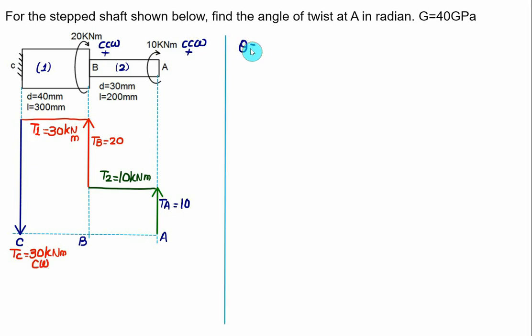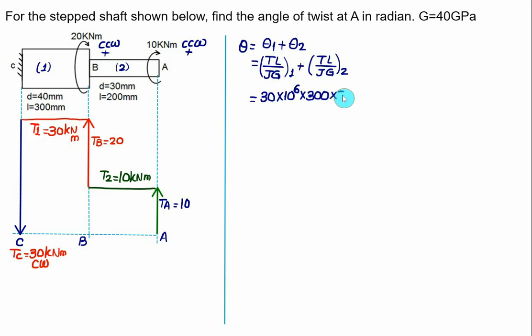The total value of theta will be equal to theta 1 plus theta 2. Out of that, theta 1 is nothing but TL by JG for shaft 1, plus we have TL by JG of shaft 2. J is equal to pi by 32 d to the power 4. So we have torque in shaft 1 equal to 30 kilonewton meter, which is 30 into 10 to the power 6 Newton mm. Length is equal to 300. In the denominator we have pi by 32, so 32 will shift to the numerator.